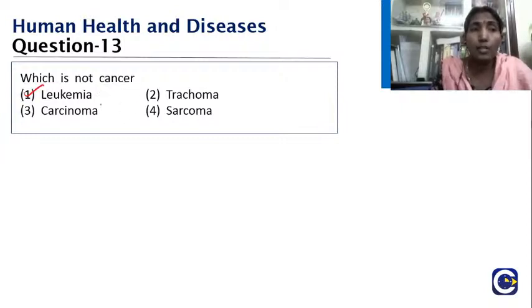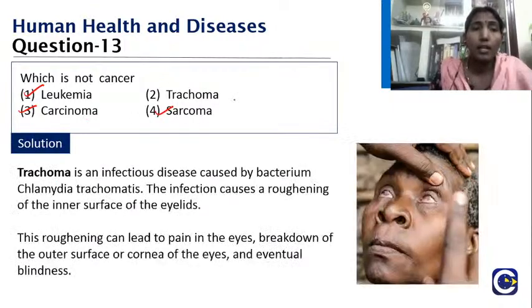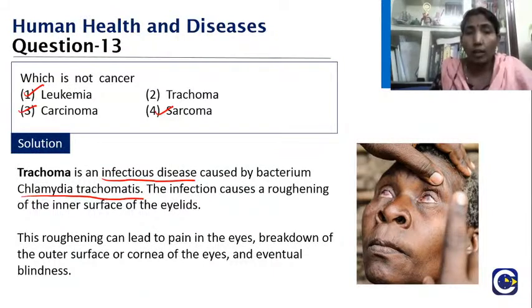You see, leukemia, I already said, has to do with blood cancer. Carcinoma is cancer. Sarcoma has to do with the connective tissue. But what about trachoma? Yes, trachoma is actually an infectious disease which is caused by the bacterium Chlamydia trachomatis. This infection will cause the inner surface of the eyelids to become rough. There will be pain, swelling, inflammation of the cornea. See, this part what you are seeing is the cornea. This part is the sclera. So, there will be infection of the cornea and blindness also. So, this is what we say with trachoma.